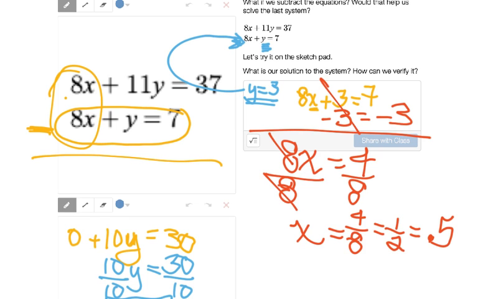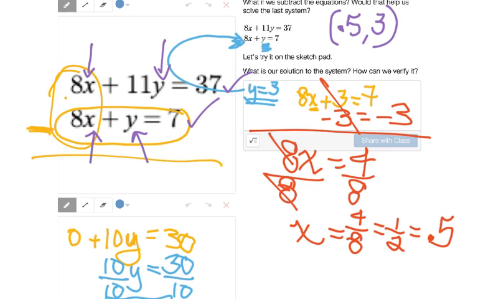So now, what's the solution to our system? So now I know that I have two values. I have the ordered pair of y is equal to 3 and x is equal to 0.5. So 0.5 and 3. So now what do I do? I want to make sure that if I put in the x value for the x and put the y value in, that these equations are going to work.